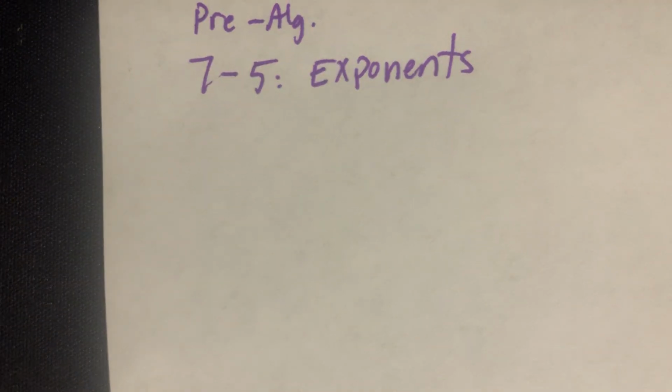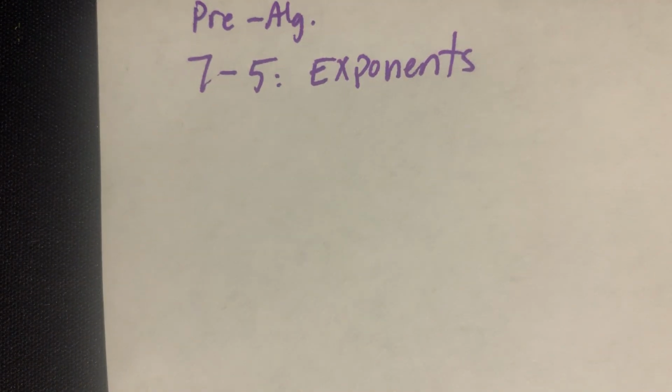Hello class, so this is pre-algebra lesson 7-5, exponents. So the first rule we're going to learn for exponents is called the product rule.